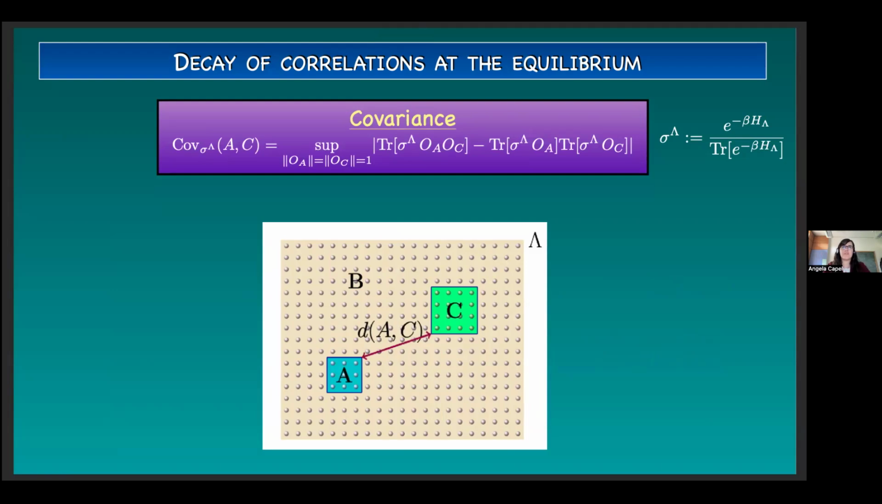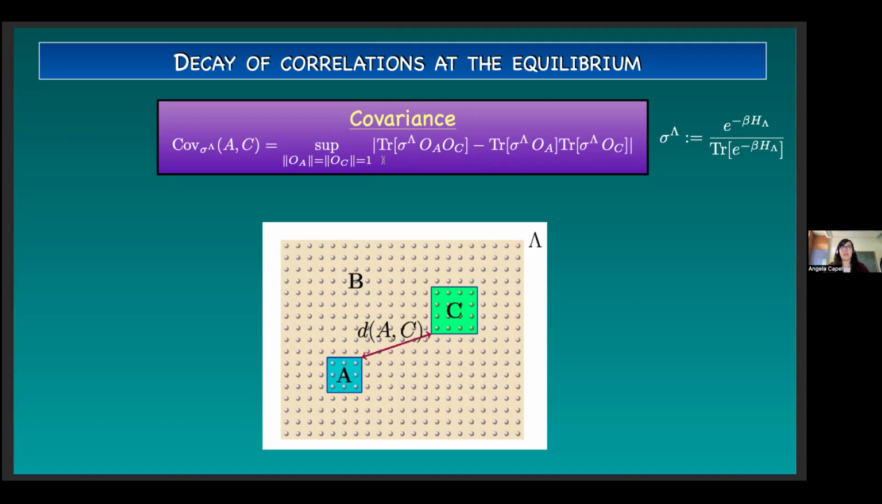The most canonical quantity to study correlations on Gibbs states is the covariance. The covariance is essentially given by taking the expectation of an observable supported in A and an observable supported in C with our Gibbs state, and now taking the expectation of only the observable in A and only the observable in C, multiplying them, and seeing how far this is from the other quantity, and then optimizing over all possible observables supported in A and C with norm 1. This is a quantity that is frequently used in quantum statistical mechanics to study correlations on Gibbs states, and it is a quantity that we will use here as well.